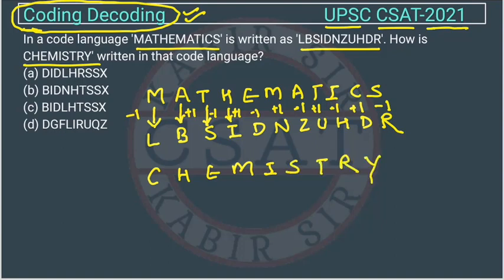So this is chemistry. Now the first one was -1, so we will write one letter before C. One letter before C will be B. Now we will write +1. After H which letter comes? I. Now this will be -1. Which letter comes before E? D. Now this is +1. Which letter comes after M? After M comes N, so we will write N. So this is BIDN, right?